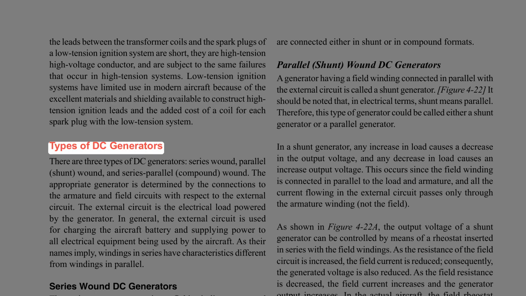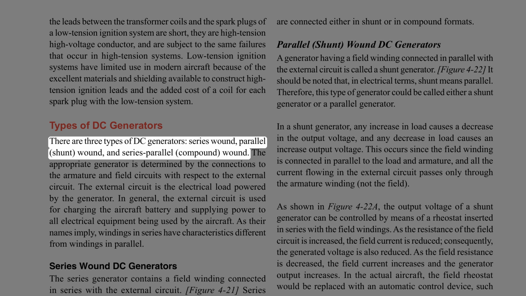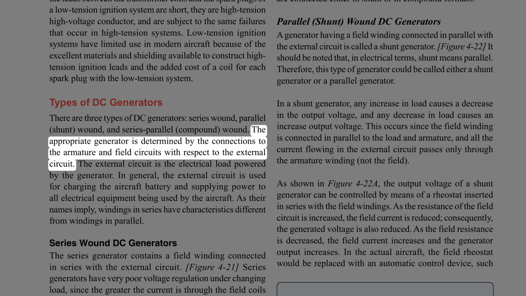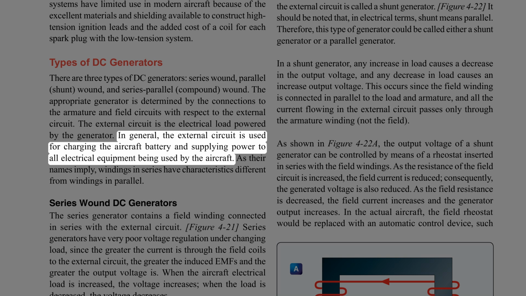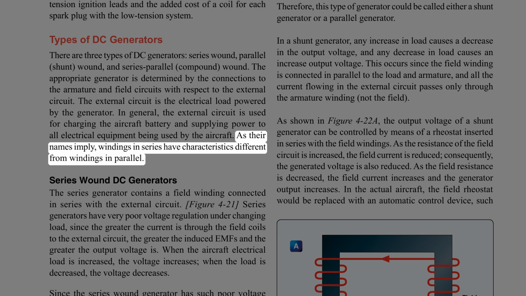Types of DC generators. There are 3 types of DC generators: series wound, parallel, shunt, wound, and series parallel, compound, wound. The appropriate generator is determined by the connections to the armature and field circuits with respect to the external circuit. The external circuit is the electrical load powered by the generator. In general, the external circuit is used for charging the aircraft battery and supplying power to all electrical equipment being used by the aircraft. As their names imply, windings in series have characteristics different from windings in parallel.